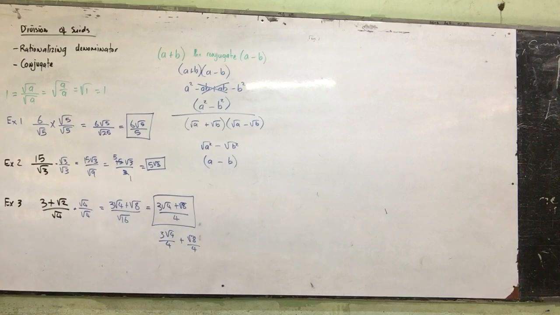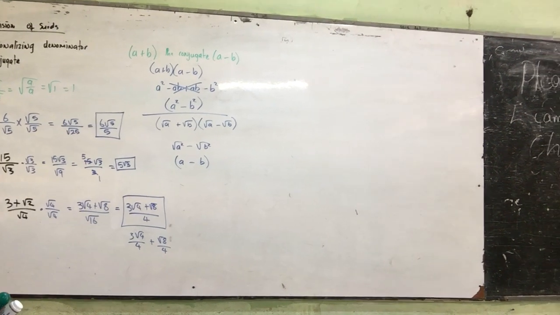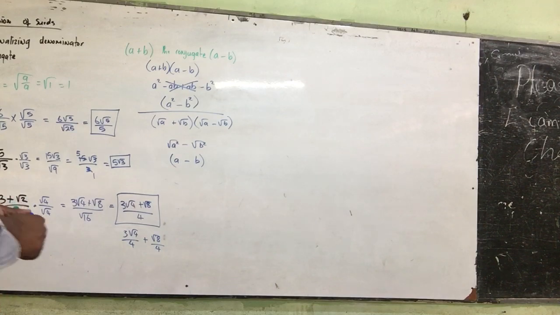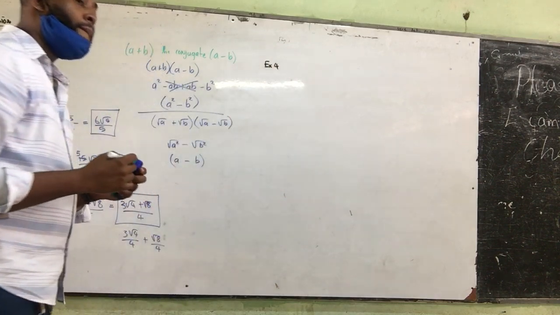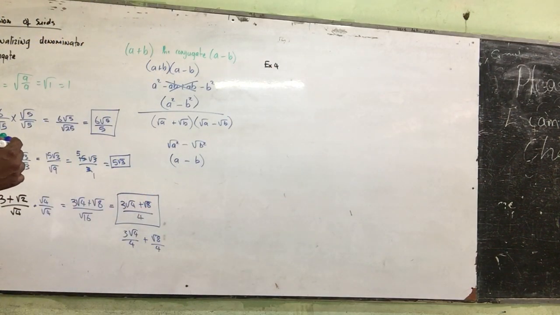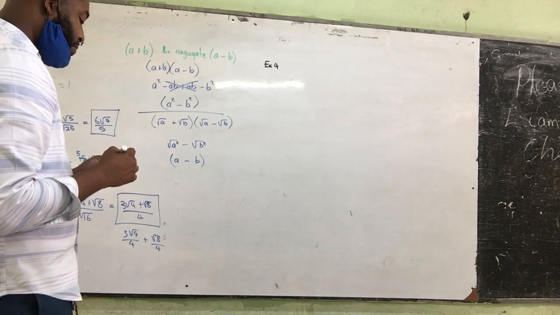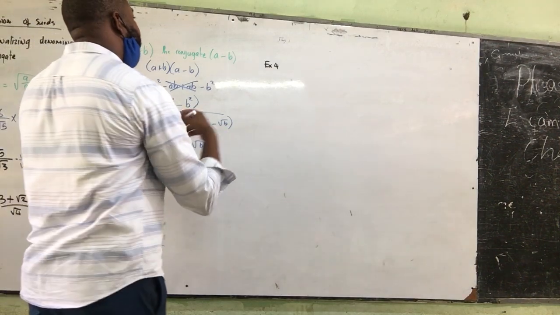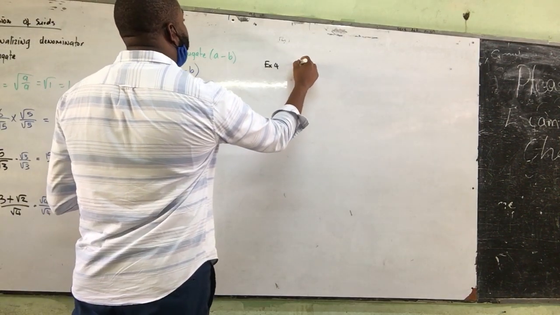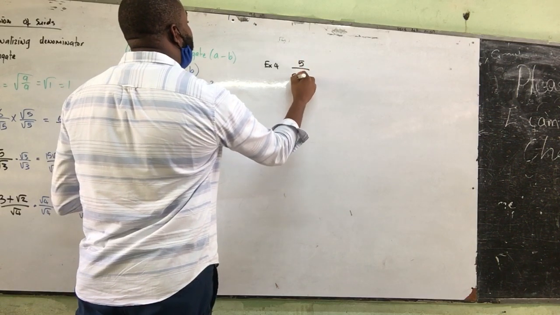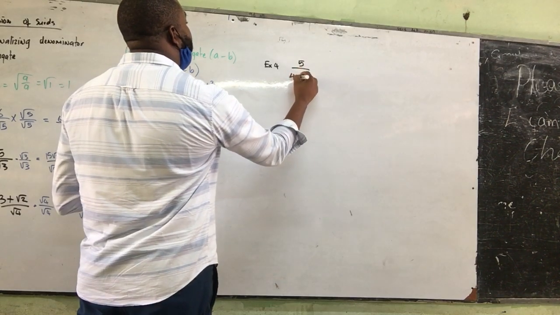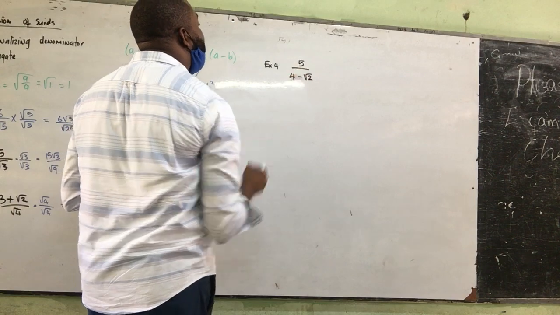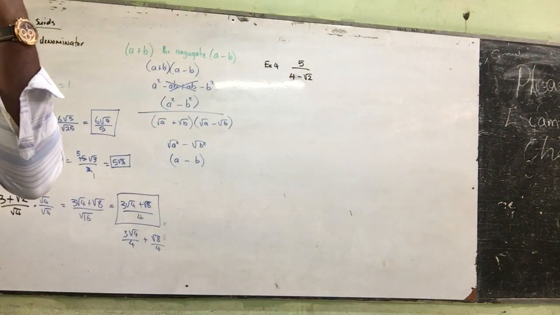Okay? So I want to look at some examples of that one. We have example 3, so now example 4. I'm going to start with a simple one. Example 4, let's say I have 5 over 4 minus root 2. Alright? So that's what I have.